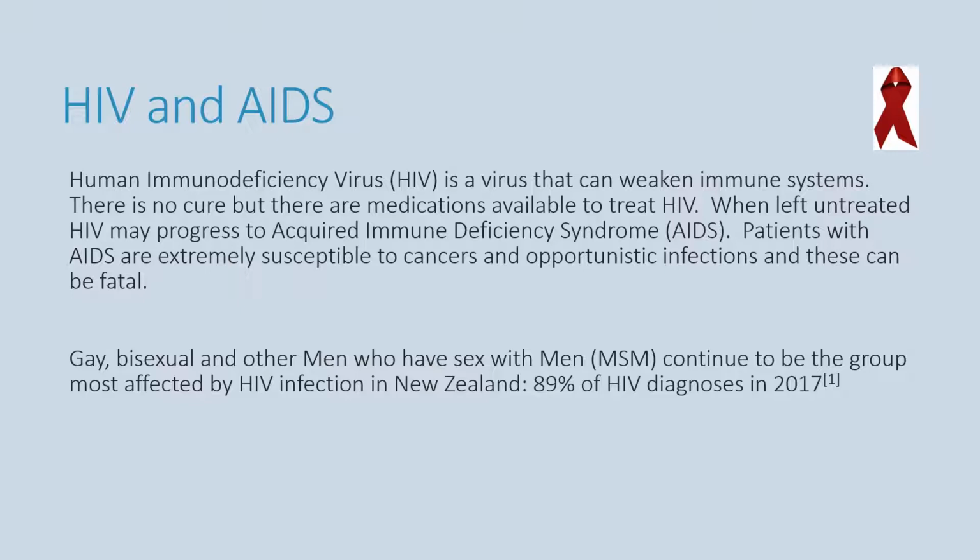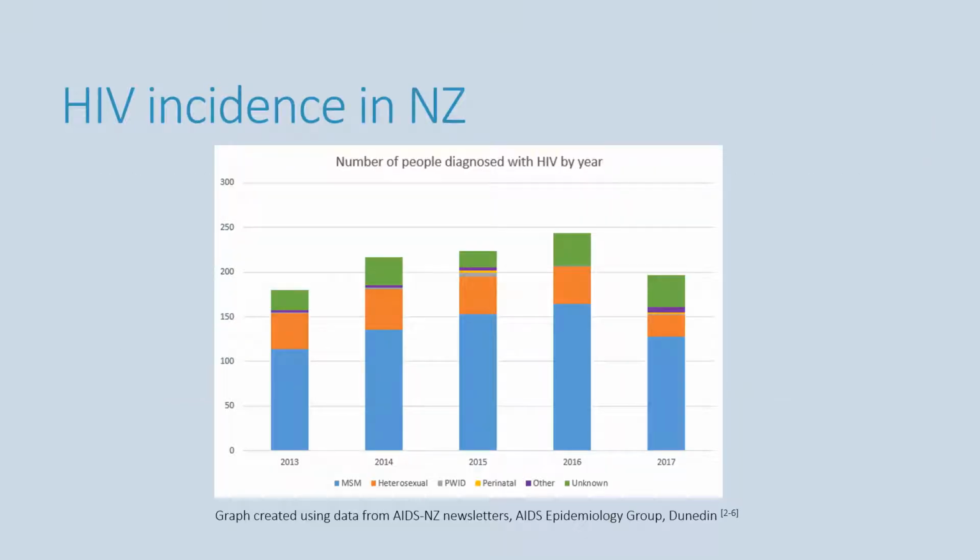Due to how HIV can be transmitted, it disproportionately affects certain populations. The largest group affected in New Zealand is men who have sex with men, sometimes referred to as MSM in medical literature. This is demonstrated by this graph, where MSM is represented by the largest blue bar.